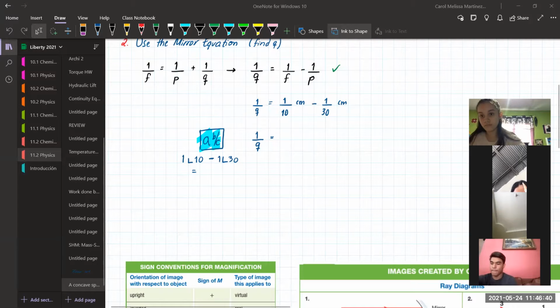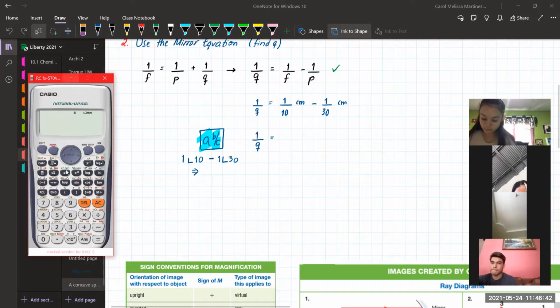Okay, you said 1 over 15. Now, if you have this kind of calculator, it's the same. 1 over 10 minus 1 over 30, equal. Gives me 1 over 15. This is very important, okay, because this may change the answer a little bit. So in the end, what I have is 1 over 15 centimeters.